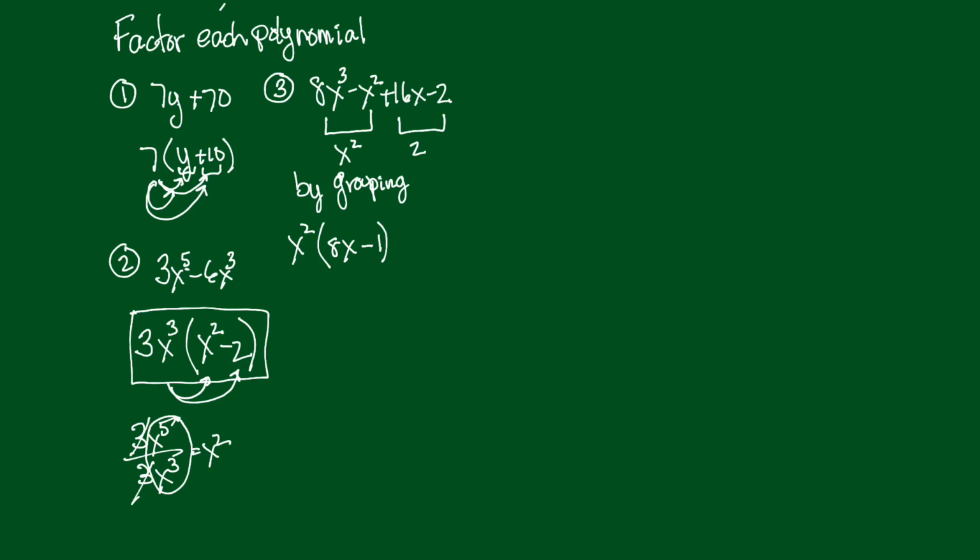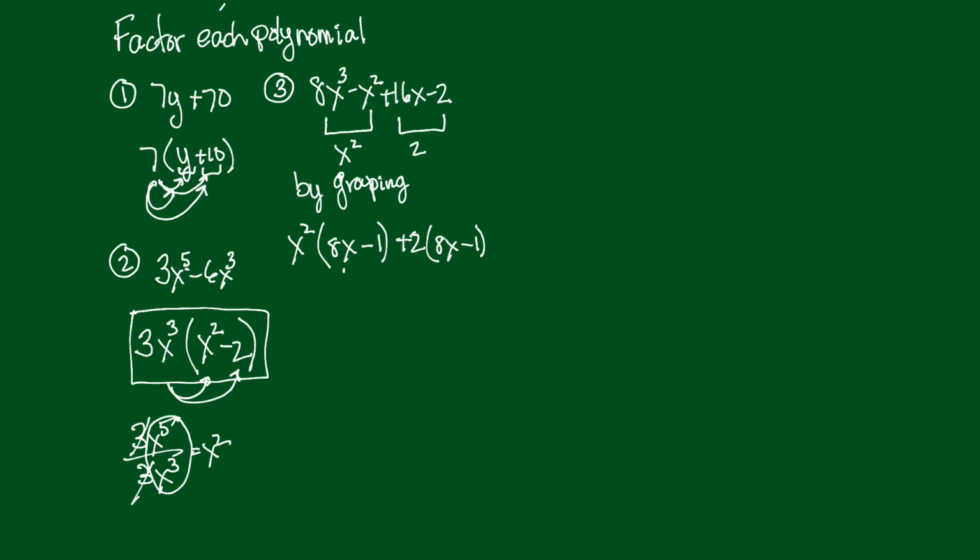Now, plus, let's come over here. In the second group, I'm taking out a 2. If I take out a 2, what am I left with? Well, 2 goes into 16 8 times, and there's an x still there, so I'll get 8x. And then positive 2 into negative 2 goes negative 1 times.